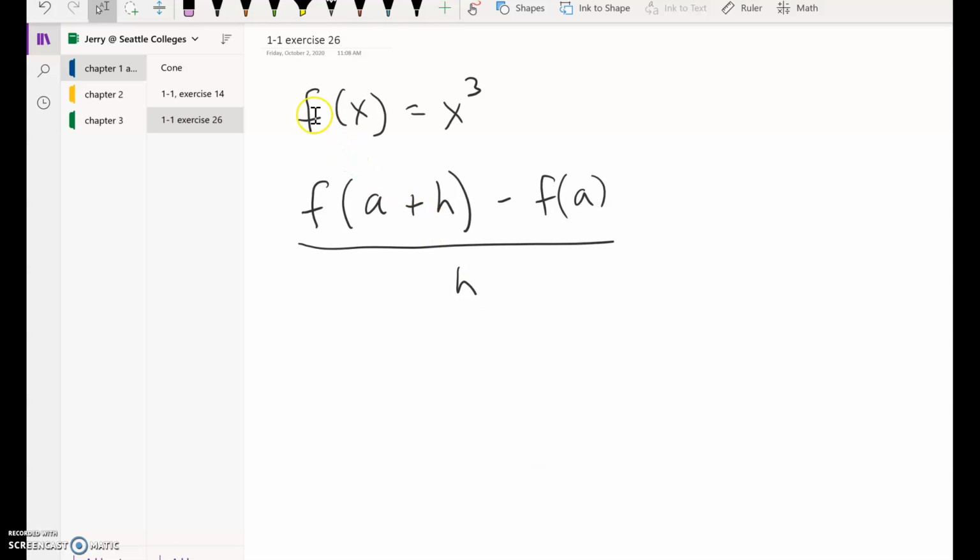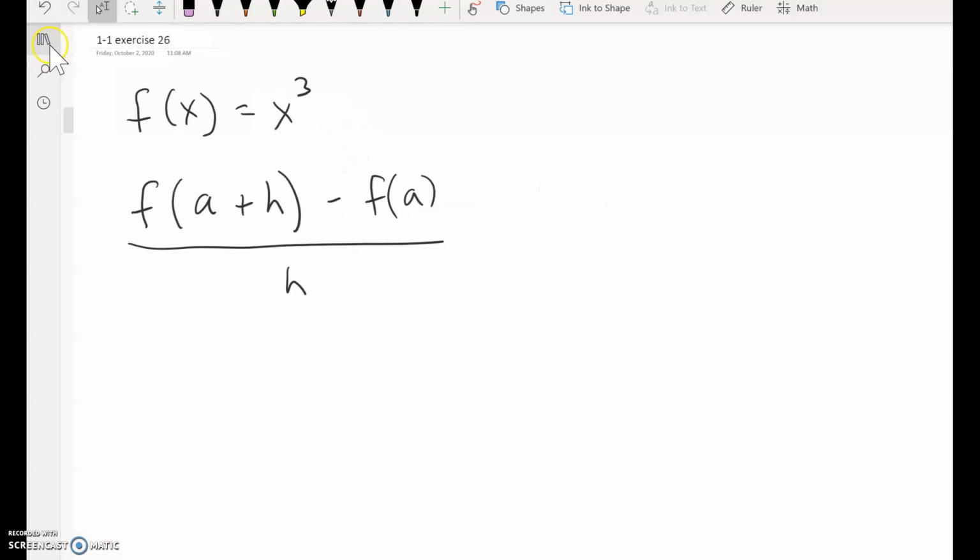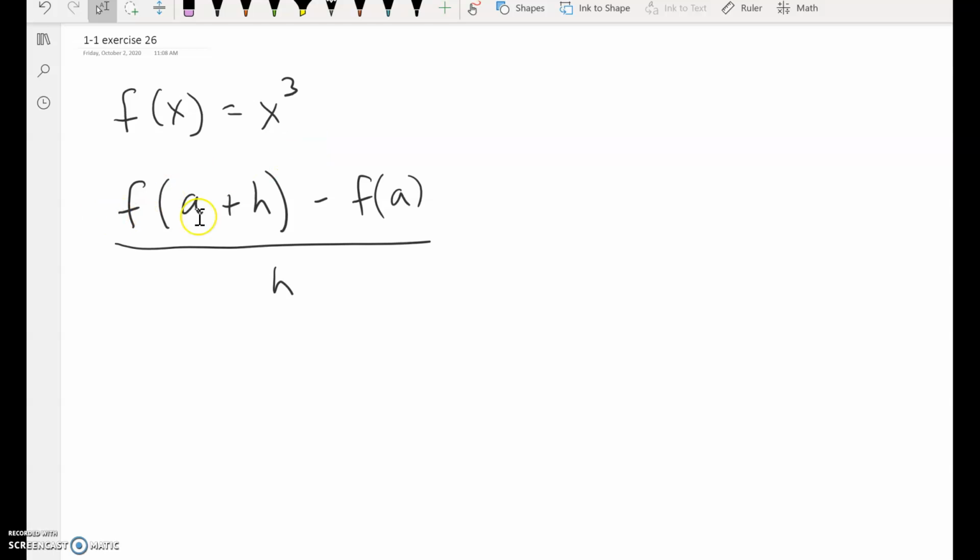So here it is. I copied it down onto here. f of x equals x cubed, and do this calculation. So first of all, anytime you have something in parentheses, in the context of a function, it means you take whatever's in the parentheses, like the a plus h in this case, and you stick it in as the independent variable. So you stick it in for the x. If you'd like, you can do this one piece at a time. In fact, I think I'll do that.